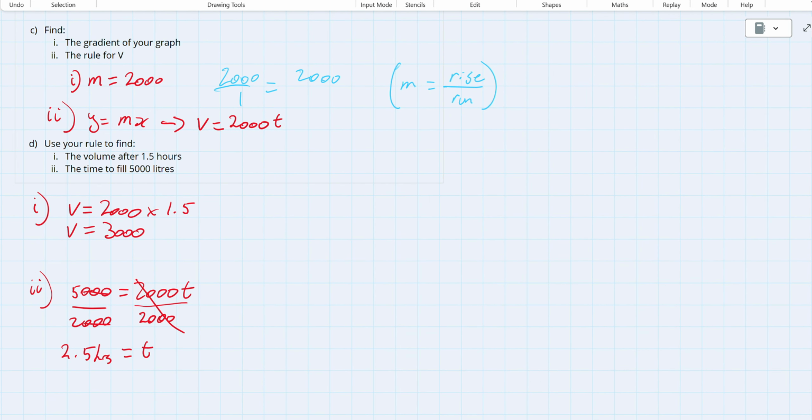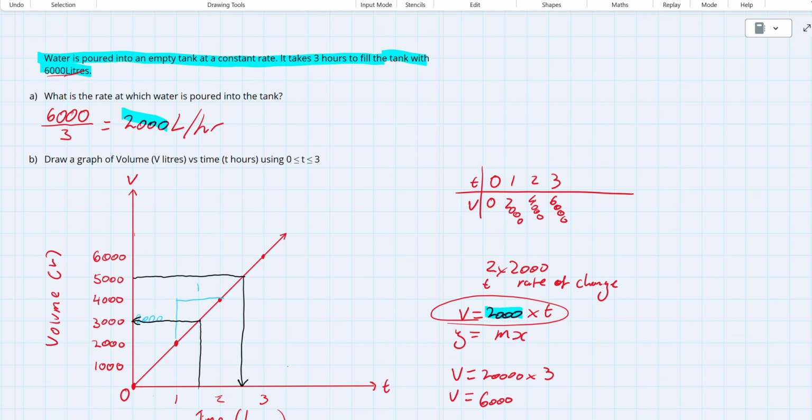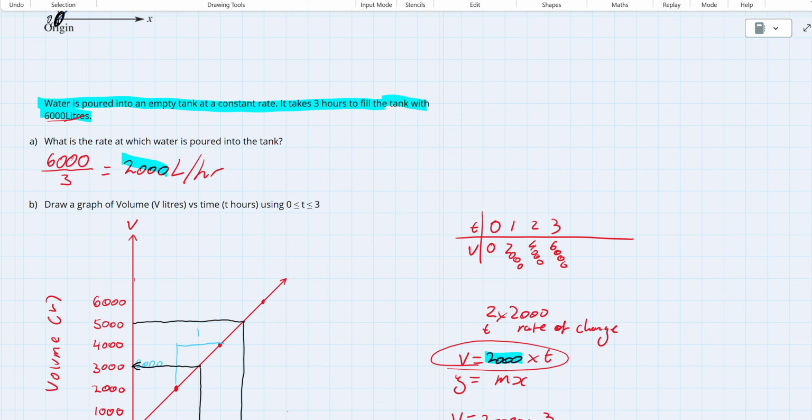So that is the gradient and direct proportion. As your y values increase, your x values increase at the same rate, and then you are able to find it out. Your rate of change is equal to your gradient. That's a big one. Once you have your rate of change, you have your gradient.